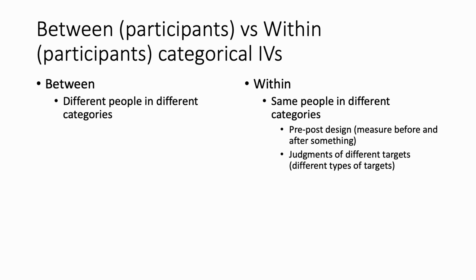Another example is if your independent variable is participant gender or participant race or some other participant identity marker. You have a between design because you have different people in different conditions. Within is the exact opposite.